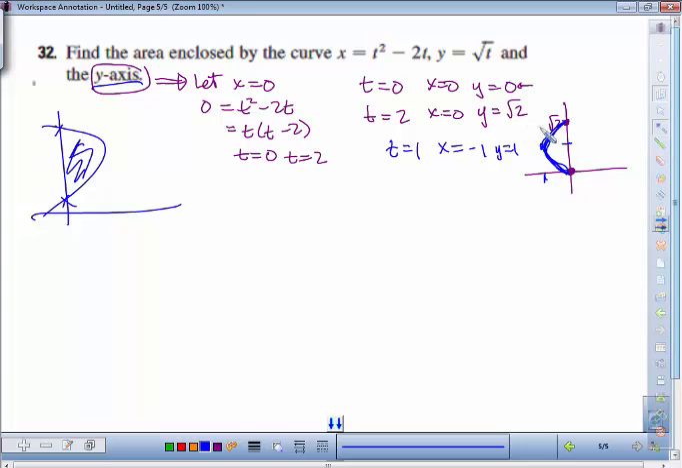Now, I don't know if this is the vertex. I just kind of drew it like that. It might go past this, or it doesn't matter at this point, but I know that this is how it's going to look for now. All right?